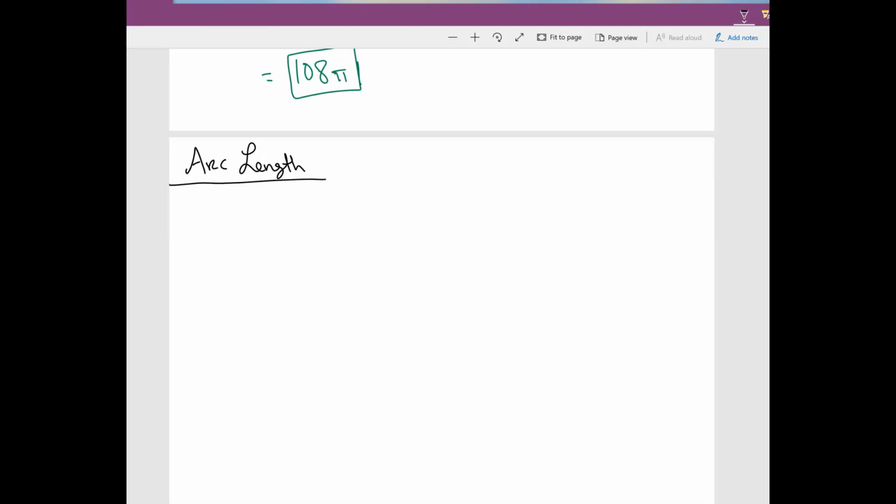Okay, so with arc length, we basically are doing the same thing. So we know that the arc length in this case is going to be the integral from alpha to beta of the square root of dx over dt squared plus dy over dt squared dt. Okay, so this is basically for the arc length.